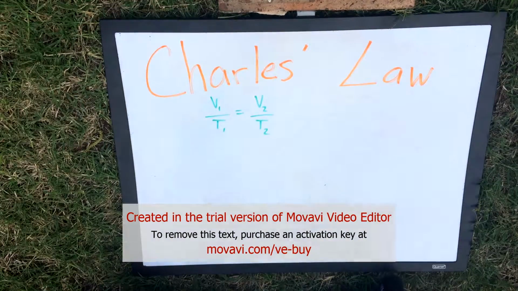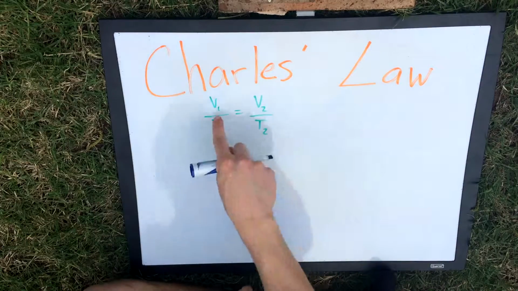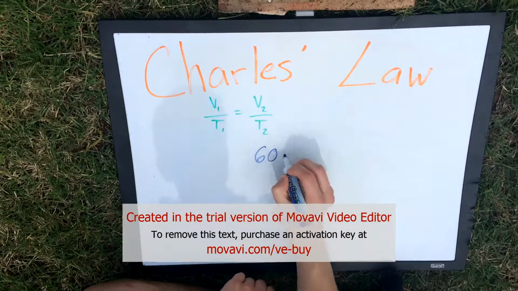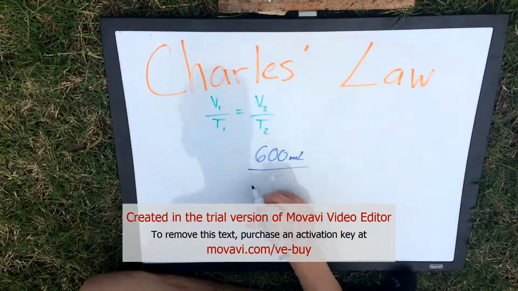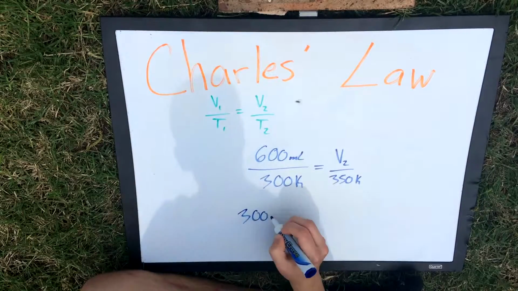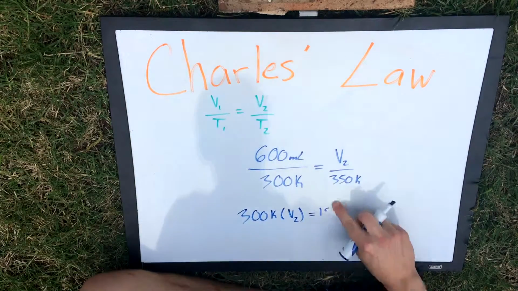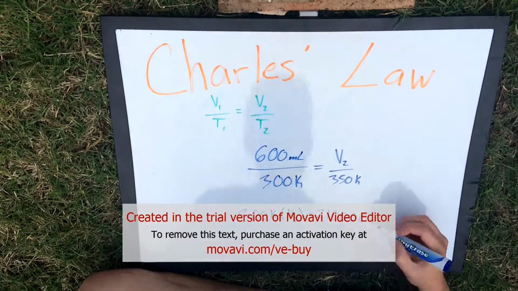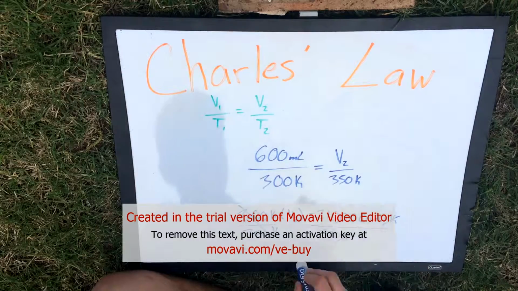An example problem for this law is: a 600 milliliter sample of nitrogen gas is heated from 300 Kelvin to 350 Kelvin. 600 milliliter is the volume 1, 300 Kelvin is the temperature 1, and 350 Kelvin is the temperature 2. To solve this, we will then cross-multiply 350 Kelvin times 600 milliliter and also multiply 300 Kelvin times volume 2. Next, we will divide 300 Kelvin on both sides so that it cancels out, and then we will be left over with 700 milliliter.